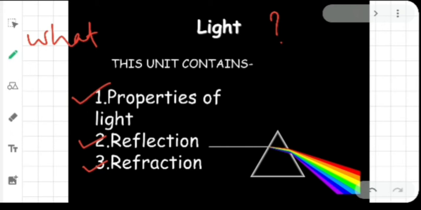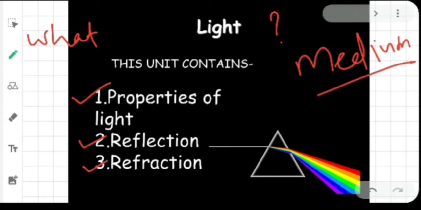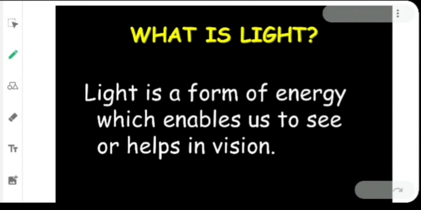As we all know, light always travels through a medium. Light needs a medium to travel. So, getting started with the topic, what is light? In general, what do we call light? Light is a form of energy which enables us to see, or helps in our vision.